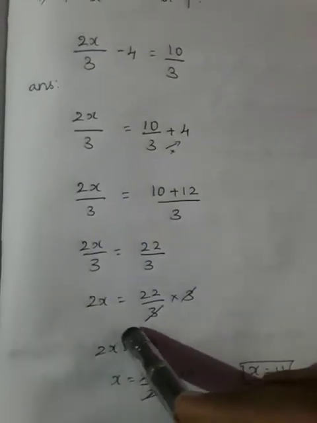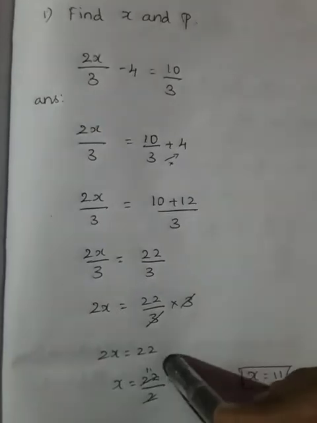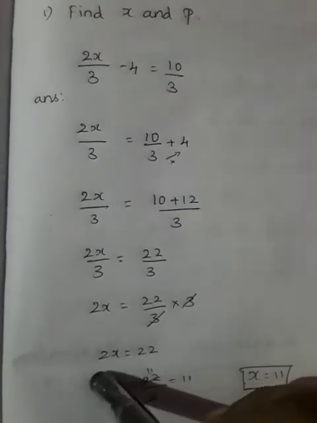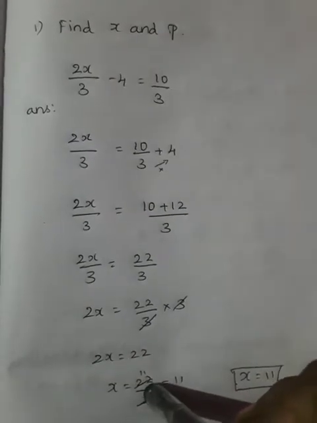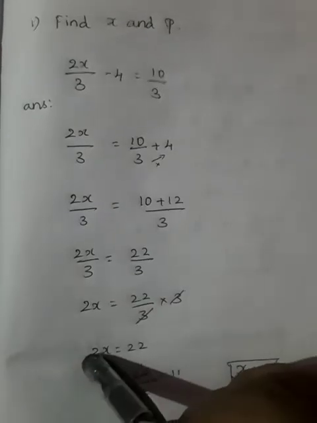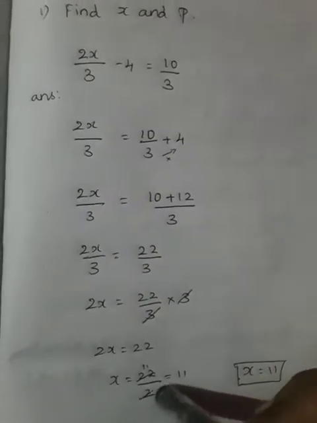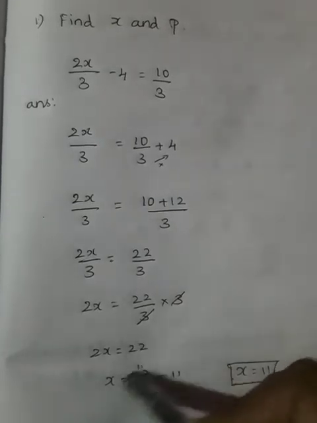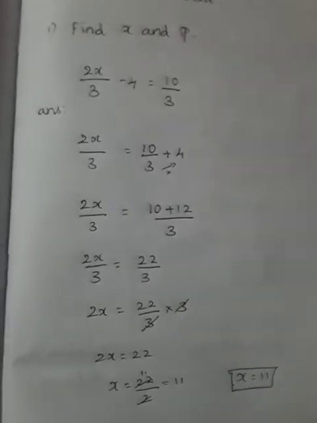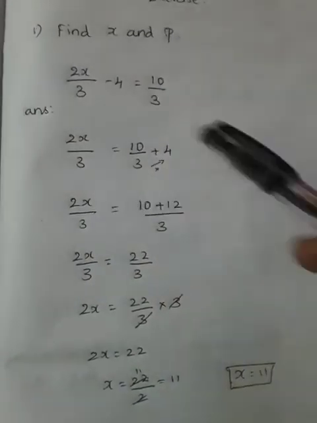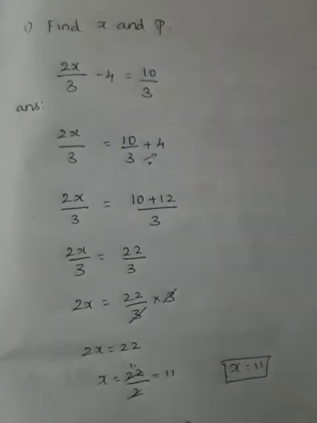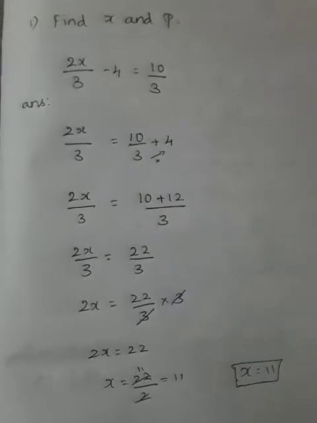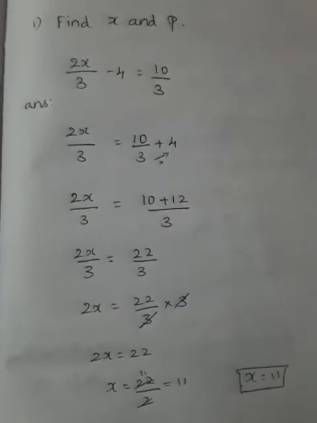Now as usual, I need x alone, so this 2 I should transport to the opposite side. 2x is nothing but 2 into x. If this 2 goes to the opposite side, it will change to division. Multiplication, if you are transporting, changes to division. Now 2 ones are 2, 2 elevens are 22. So the value of x is equal to 11. Very simple, right? You just keep the variable term alone, then transport the remaining terms to the opposite side. Plus will change to minus, minus will change to plus. Similarly, into changes to division, and division changes to into. After that, do the calculations and you will get the answer easily.